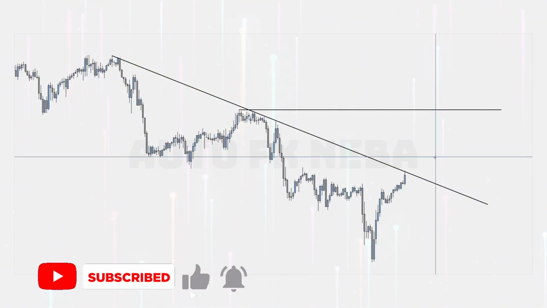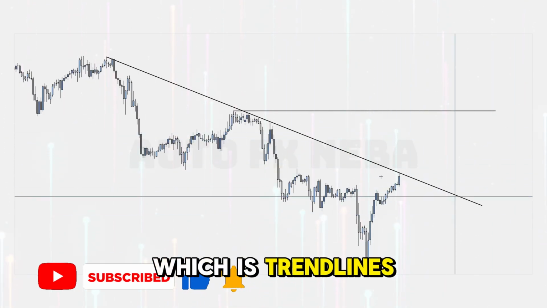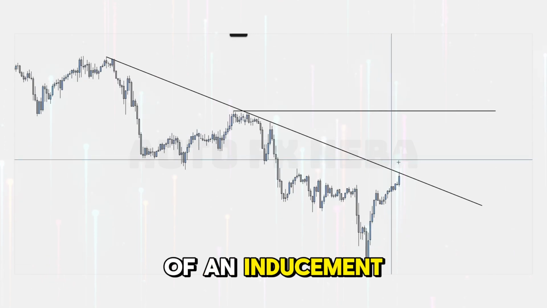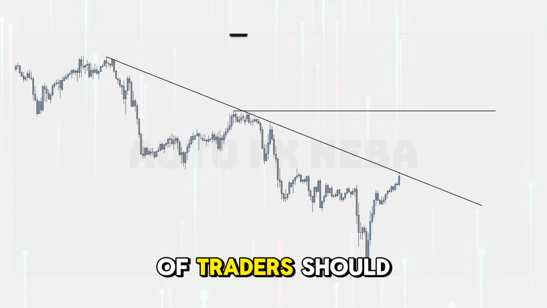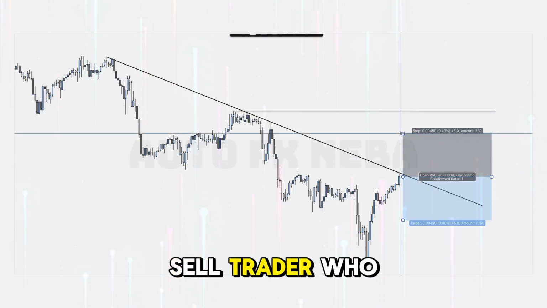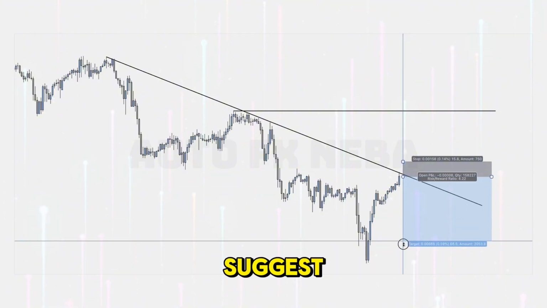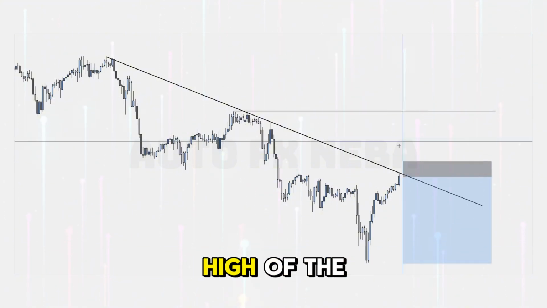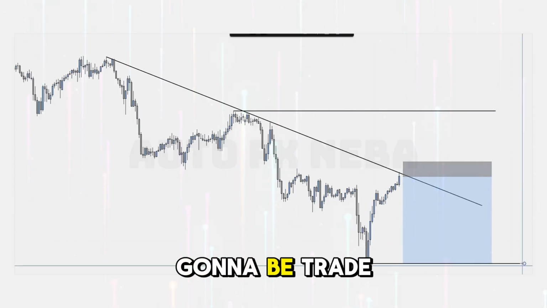So this is going to lead us on to the next point, which is trend lines acting as somewhat of an inducement. So we have two forms of sellers here, or two forms of traders, should we say. First is the sell trader, who is going to be selling the trend line. General retail education suggests put your stop loss above the high of the trend line and put your target down into new lows. So this is going to be trade number one.